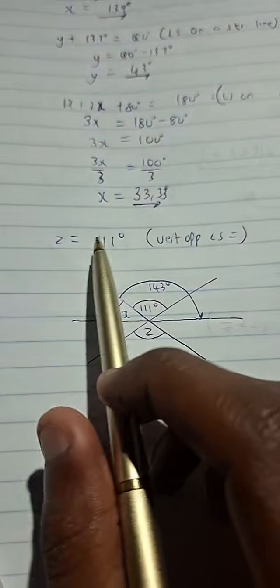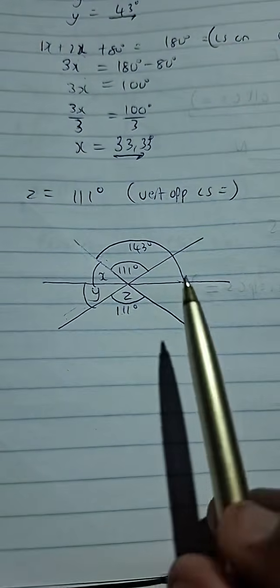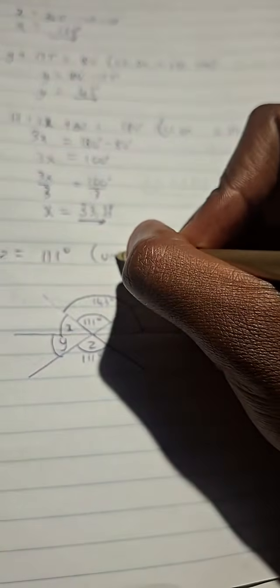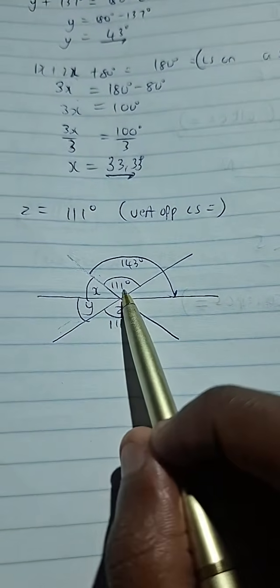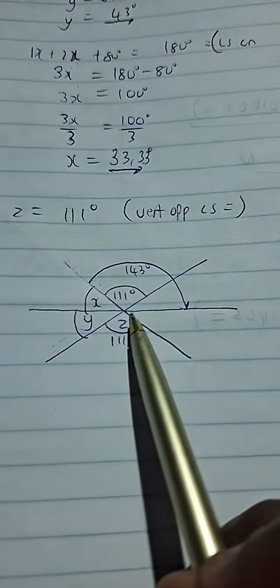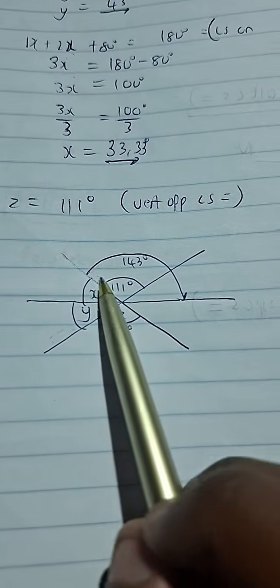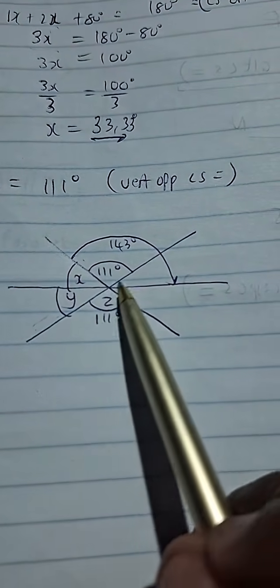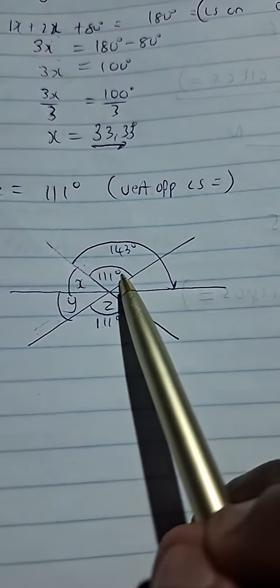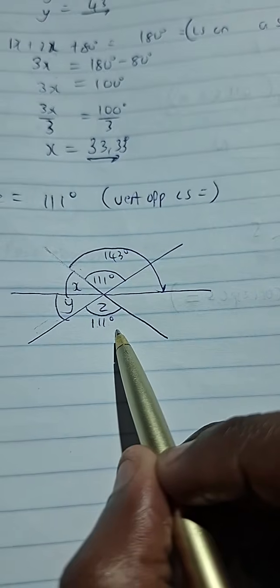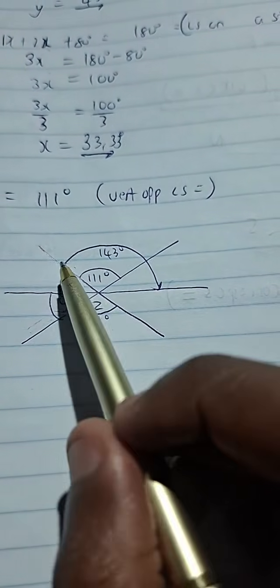So I started off by saying Z is 111 degrees. And when I get these angles, I update my information. Z is 111. My reason for saying Z is 111 degrees lies in the fact that these are vertically opposite angles. Why? Because this line is intersecting that one, and thus it forms vertically opposite angles. Hence I updated 111.